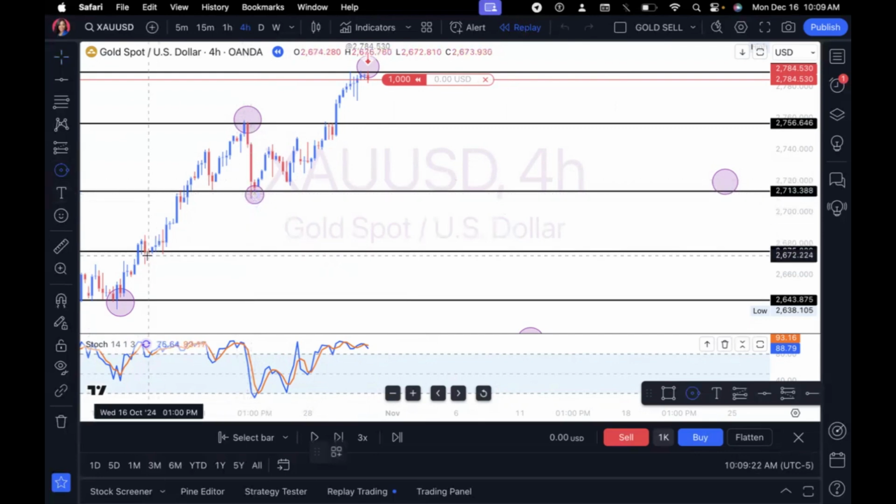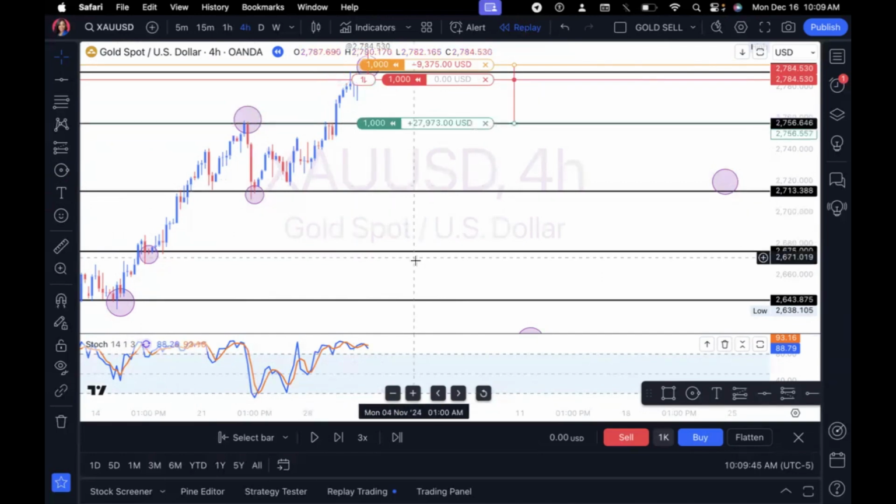We can even add a circle here to have a TP3. And we can probably ride this trade all the way back down to TP4 because we've already identified that as a key level and a potential place that the market could go. So I'm going to set my stop loss a little bit above the previous high, and then I'm going to set my take profit at the first key level. So we're going to go ahead and hit play and we're going to see what happens.